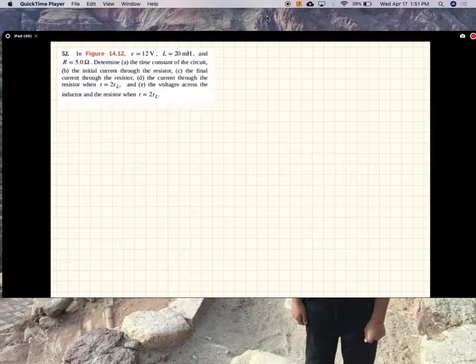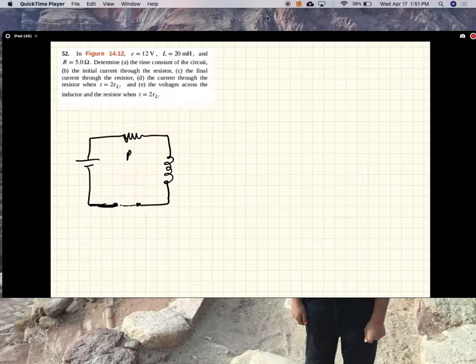So we'll do this, and at t equal to 0 you close the switch. So okay, I'll draw a switch. Okay, so at t equal to 0 you close the switch. Determine the time constant of the circuit. The time constant of the circuit is L by R.